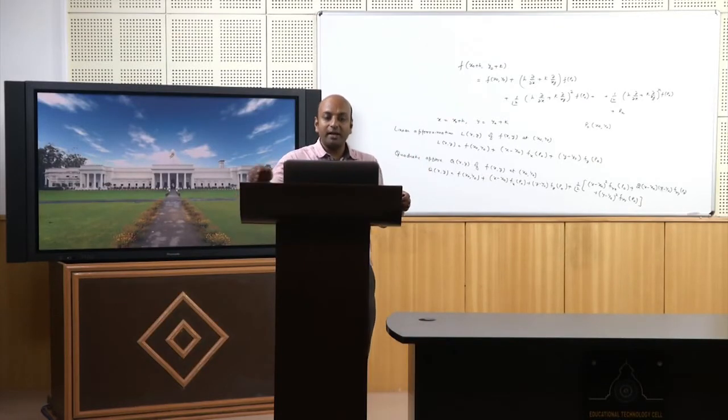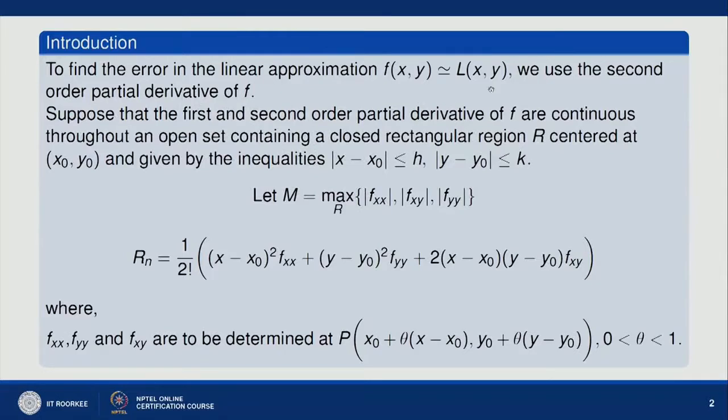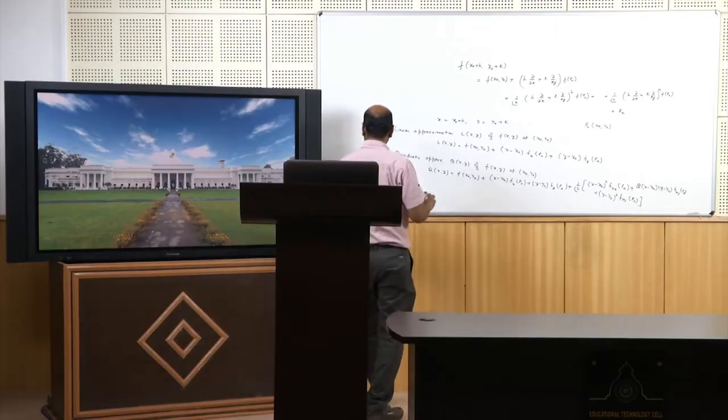Now, suppose you find the linear approximation L x y of f x y. To find the error in the linear approximation, first let us suppose that the first and second order partial derivatives of f are continuous throughout an open set containing a closed rectangular region R centered at x naught y naught, given by mod x minus x naught less than or equal to h and mod y minus y naught less than or equal to k. So, let us discuss this.